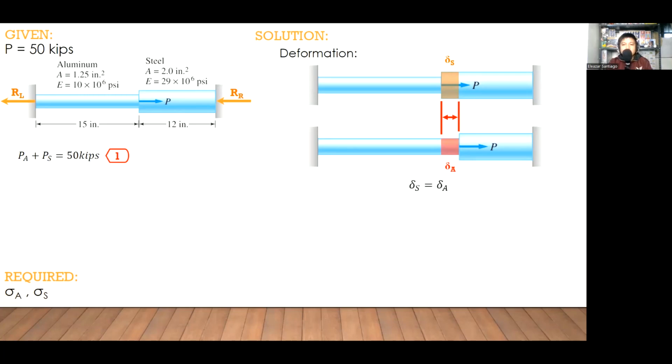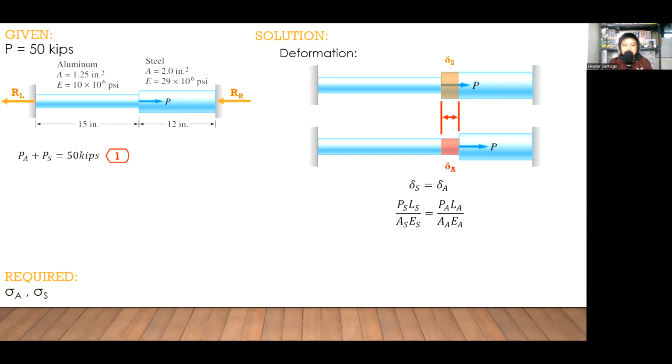Therefore, since the elongation is the same as the shortening, delta S is equal to delta A. If we substitute the equation for the deformation, delta equal to PL all over AE, we update our equation: for the left side, the steel, P sub S L sub S all over A sub S E sub S, while for the right side, we have P sub A L sub A divided by A sub A times E sub A.